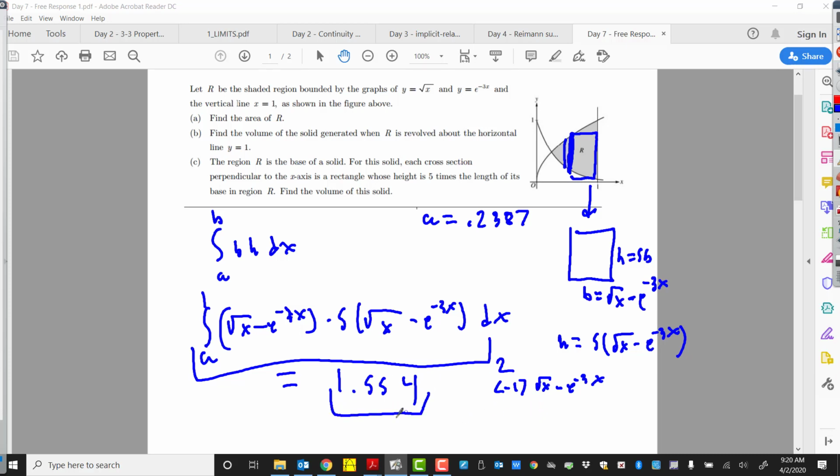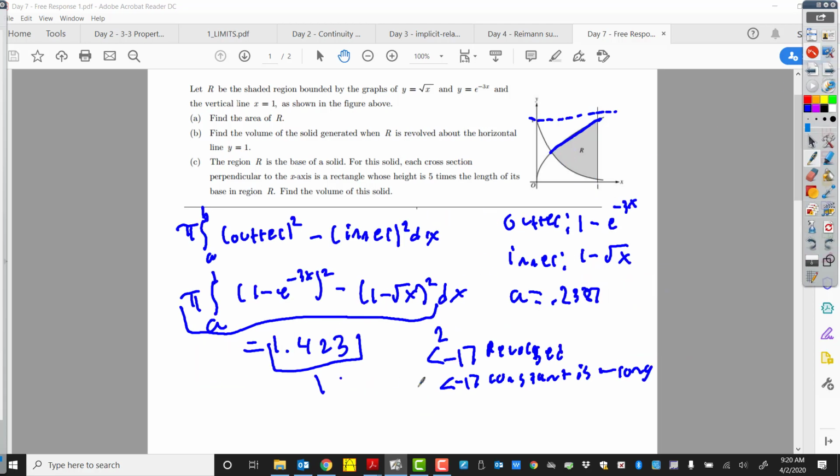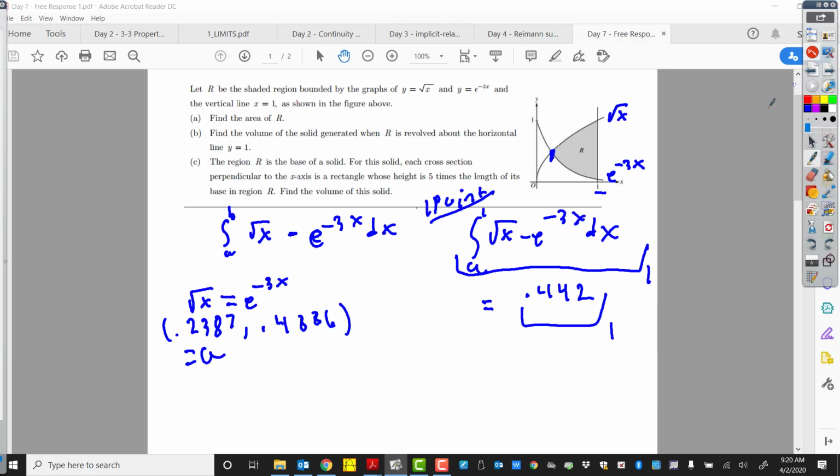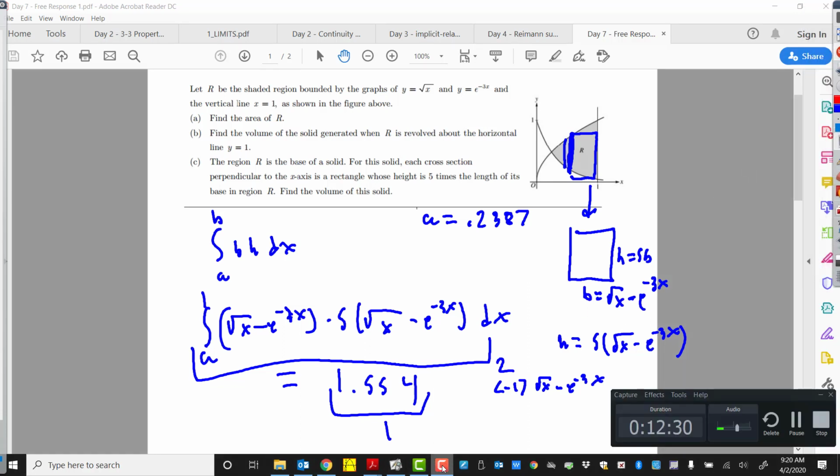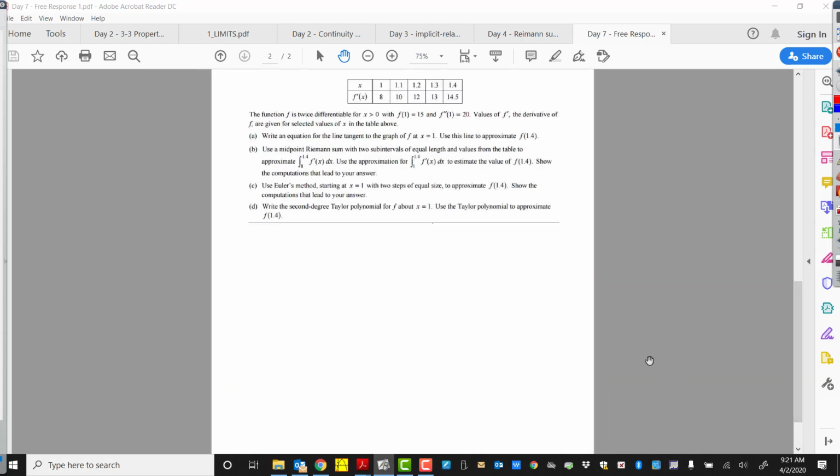And then 1 point for the answer. So in total, 9 points. 3 points here. 3 points here. 2 points on part A, and then 1 point if in any of the parts you use the correct bounds. Okay? Alright, so that is the first of our 2 free response problems. So let's look at the second one.